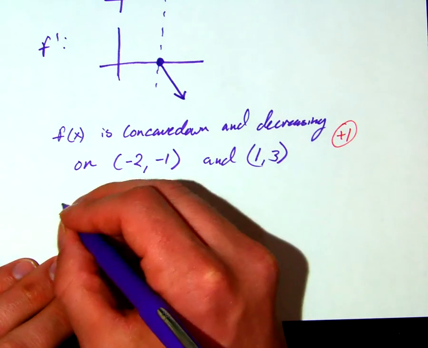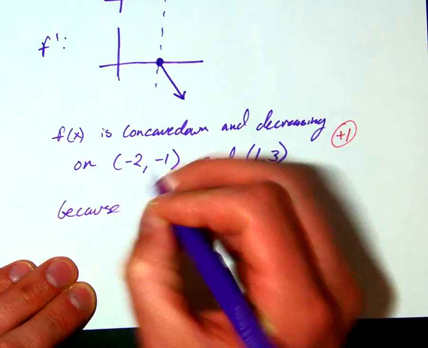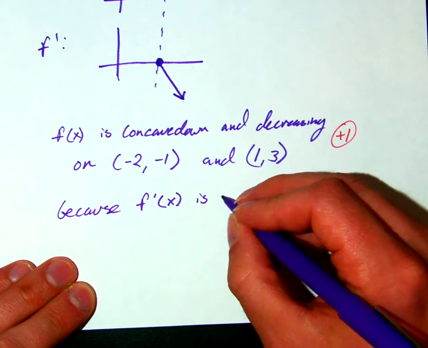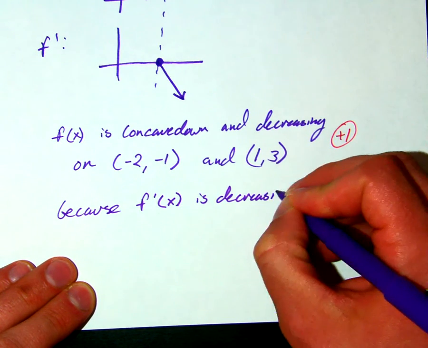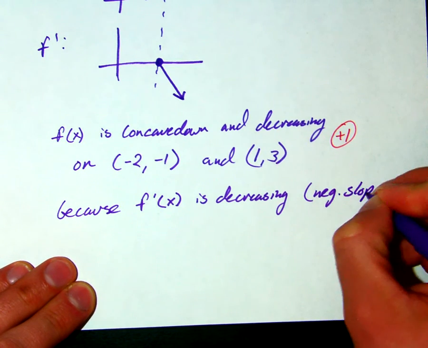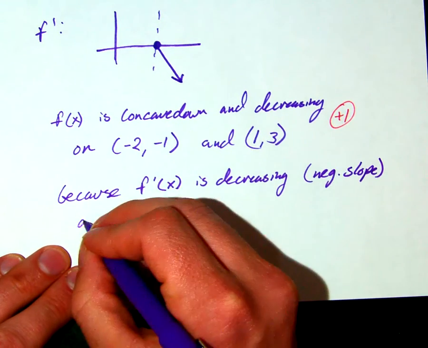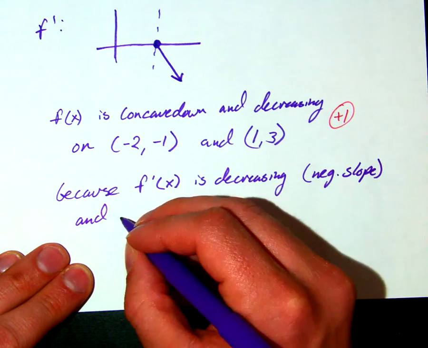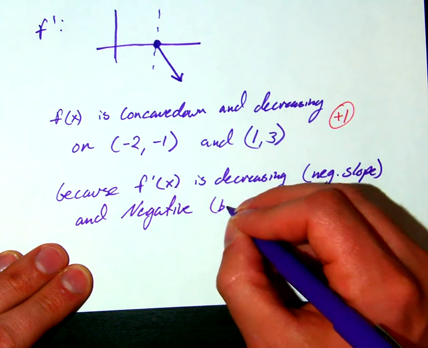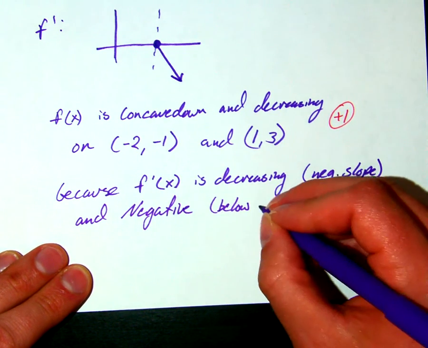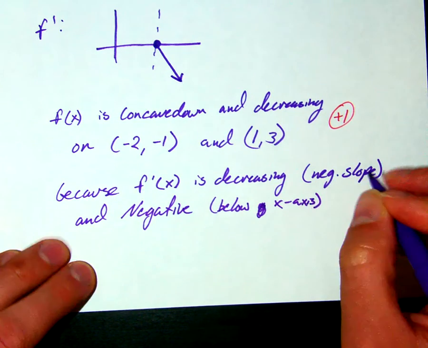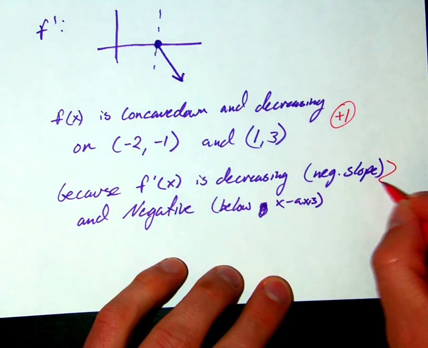The justification would be because f prime of x is decreasing. You could also think about that as a negative slope. And f prime of x is negative. You could also think about that as below the y-axis. Not the y-axis, the x-axis. Sorry, team. And if you can justify it, you would get +1.